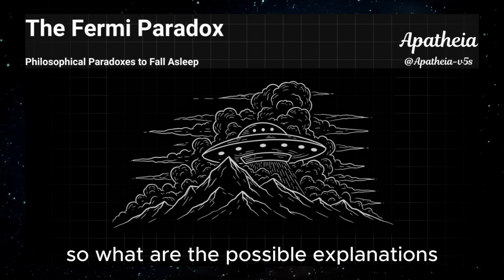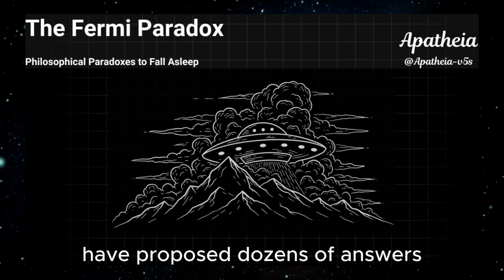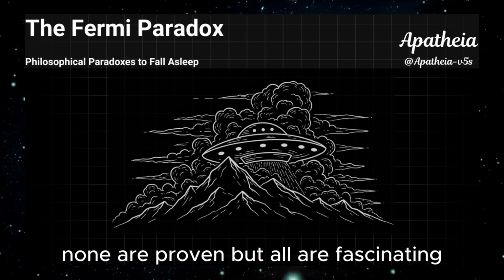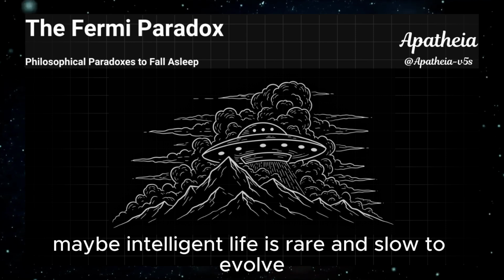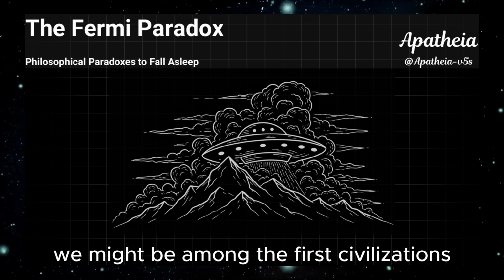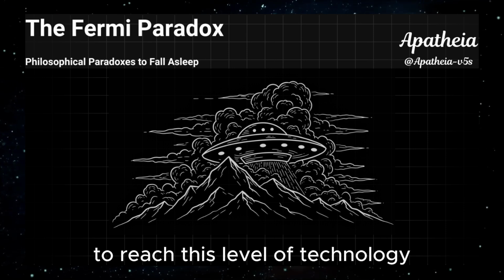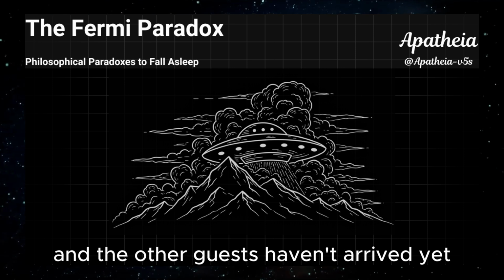3. So what are the possible explanations? Over the years, scientists and philosophers have proposed dozens of answers. None are proven, but all are fascinating. Let's look at a few of the big ones. 1. We're early. Maybe intelligent life is rare and slow to evolve. We might be among the first civilizations to reach this level of technology. If the universe is a party, maybe we just showed up early and the other guests haven't arrived yet.